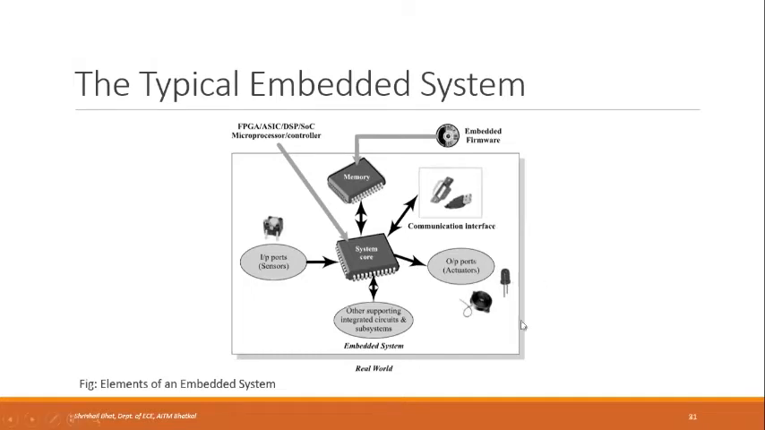Now coming to the central part of an embedded system, we have the system core. The core of an embedded system can be a microprocessor or a microcontroller. Apart from this, it can also be an FPGA, that is field programmable gate array, or an ASIC, that is application specific integrated circuit, or a DSP, that is digital signal processor, or SoC, that is system on chip. Okay, so the next thing is the memory. It can be RAM or ROM or both. Both are actually present, some part RAM and some ROM.